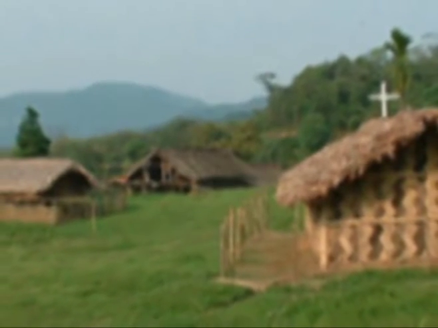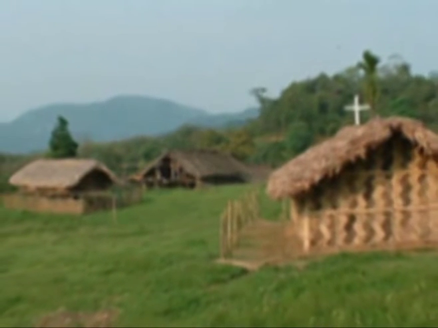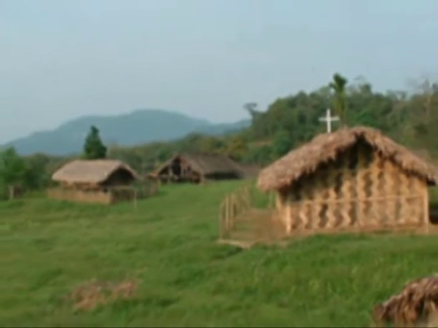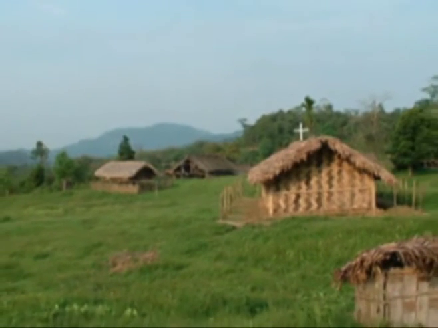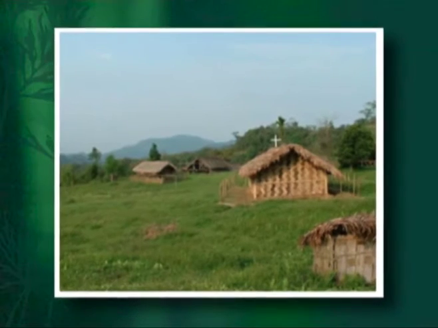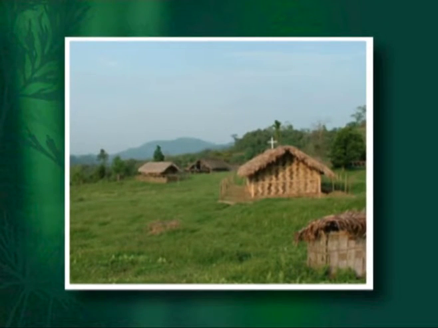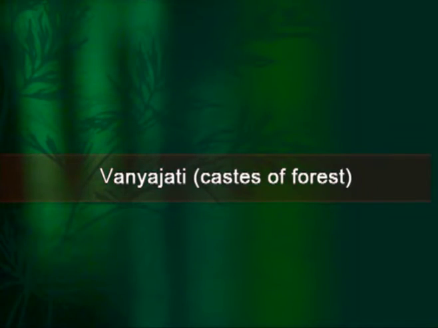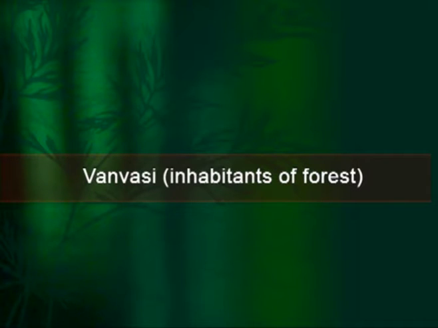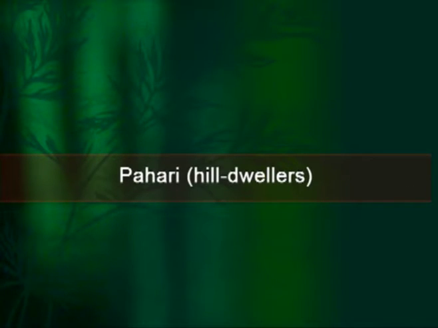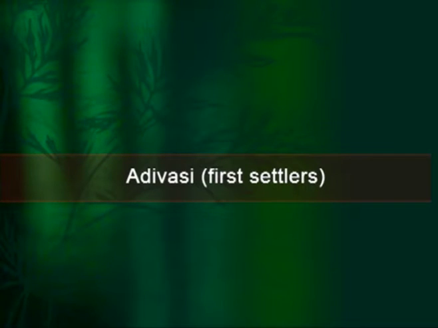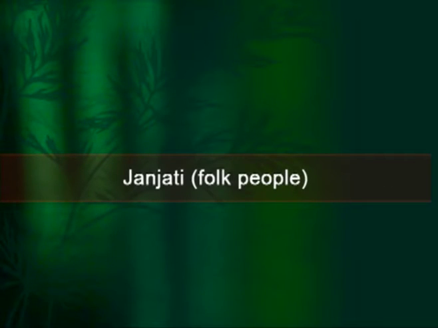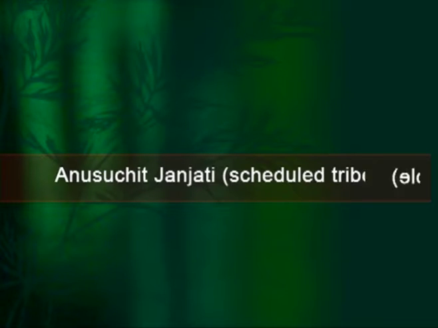will be given. The tribes of India live in the forest hills and naturally isolated regions known as a rule by different names, meaning either the people of forest and hill or the original inhabitants, and so on. The popular names are Vanya-jati, that is castes of forest; Vanvasi, inhabitants of forest; Pahari, hill dwellers; Adivasi, first settlers; Janjati, folk people; Adim Jati, primitive people; Anusuchit Janjati, scheduled tribe, and so on.